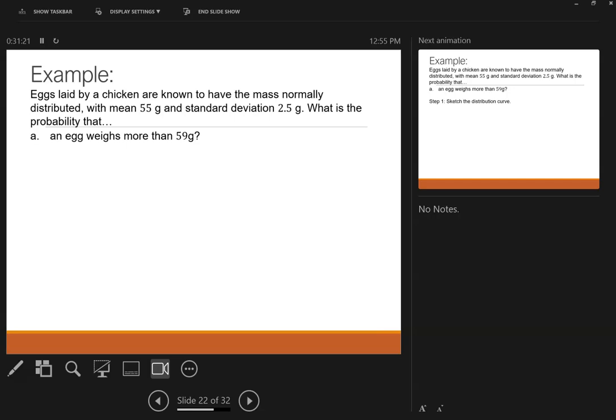Let's look at some story problems. Oh no! Words. Eggs laid by a chicken are known to have a mass normally distributed with a mean of 55 grams and a standard deviation of 2.5 grams. What is the probability that (a) an egg weighs more than 59 grams?